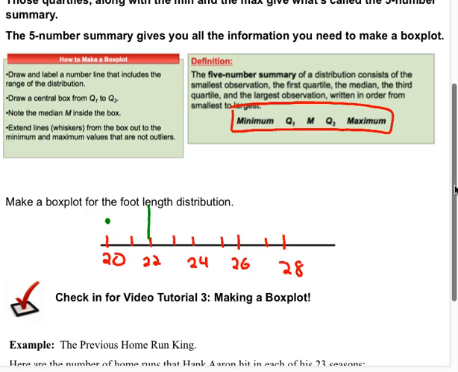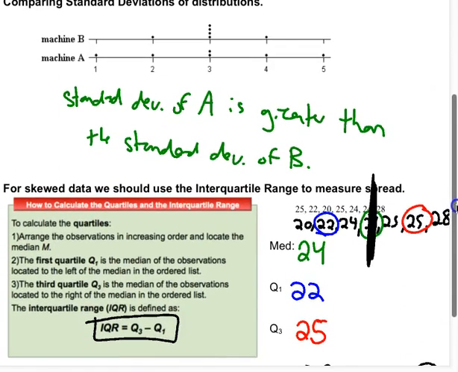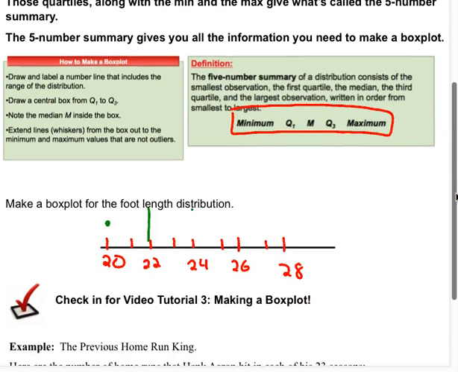That one I'm going to mark with a bar. My median is at 24. Third quartile is at 25. Maximum at 28. So when it's a min and max, I put dots for. All the others, I put bars for. That is how you make your box and whisker plot.